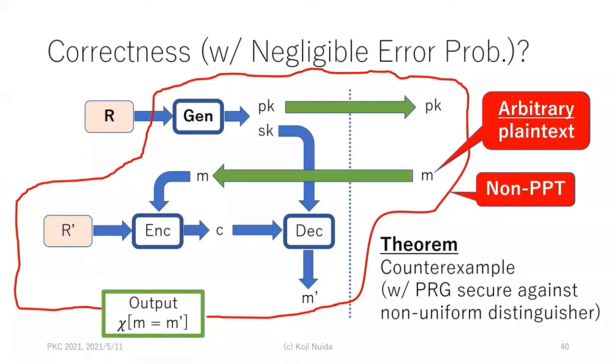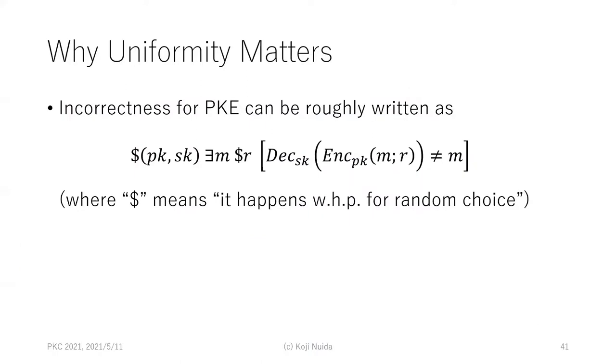Similar thing happens when considering the randomness in key generation. I also skip the detail, but emphasize that now even a PRG secure against non-uniform distinguishers is not sufficient for guaranteeing the correctness. At the end of my presentation, I give an intuitive explanation of why the difference between uniform and non-uniform algorithms is relevant to the case of encryption, but is not to the case of key generation.